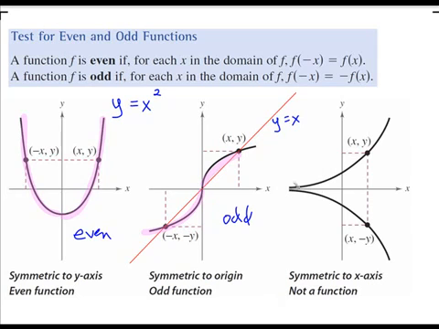Now over here, this is not symmetrical to the y-axis, right? If you take this and you flip it across the y-axis, it definitely doesn't lay over this part of the function. And it's not symmetrical to the line y equals x, okay? So this would be considered neither. So that's how you determine if you have a graph. All right, so let's take a look at the next example.